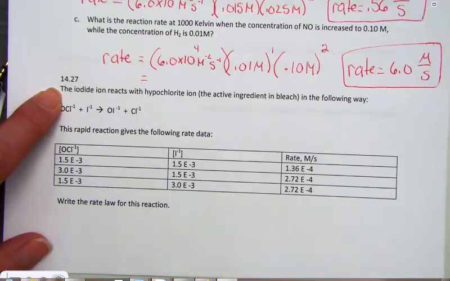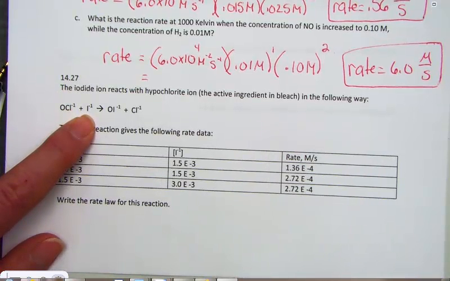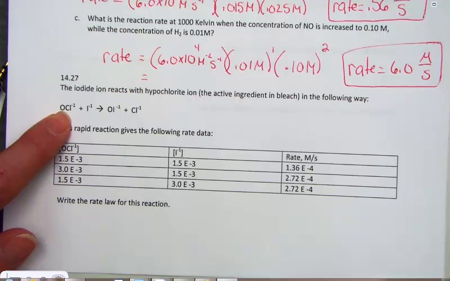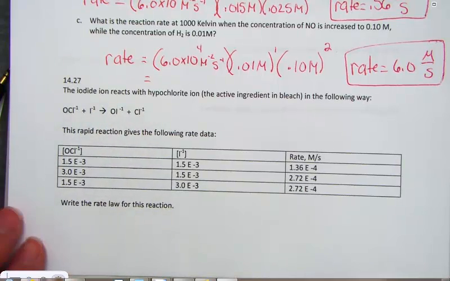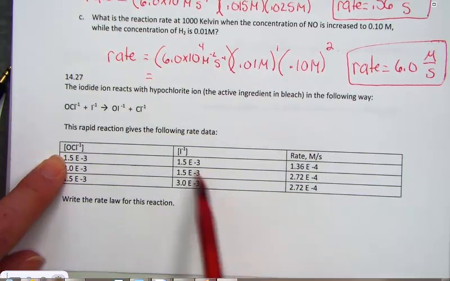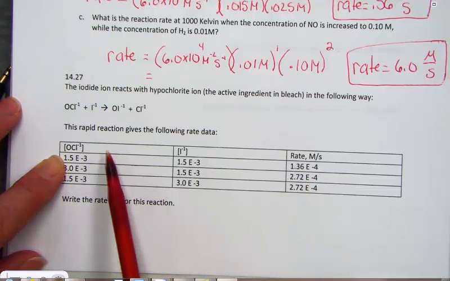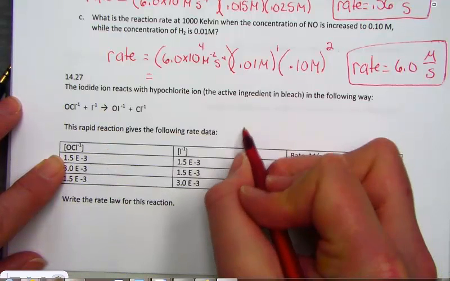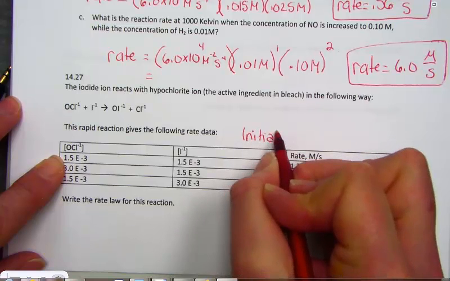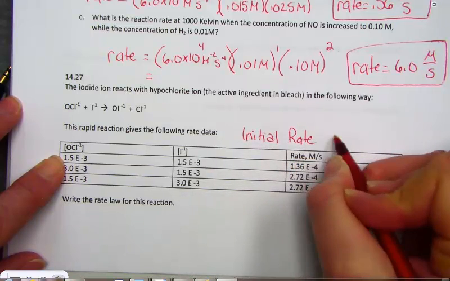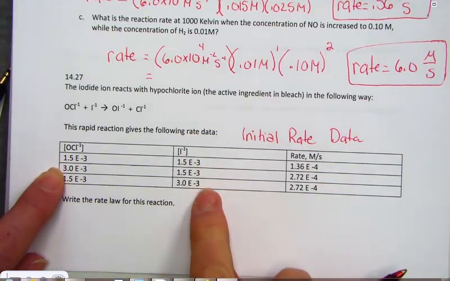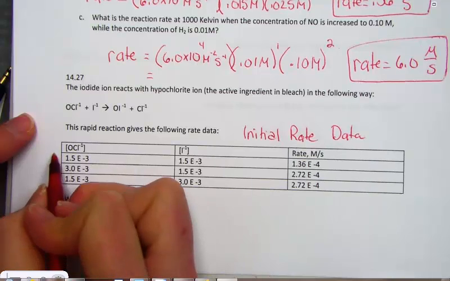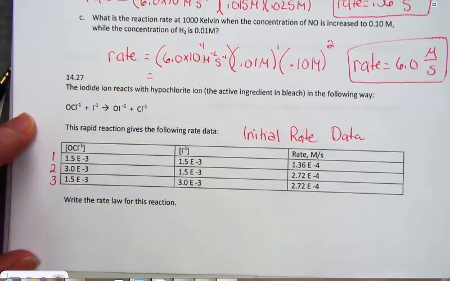Going on to 27, the iodide ion reacts with hypochlorite, the active ingredient in bleach, in the following way. This is OCl -1 and chloride -1. We see the data provided for us. We have what's called initial rate data. So what this means is we're able to calculate an initial rate by varying the concentrations over a series of 3 trials. So this experiment was conducted 3 times.